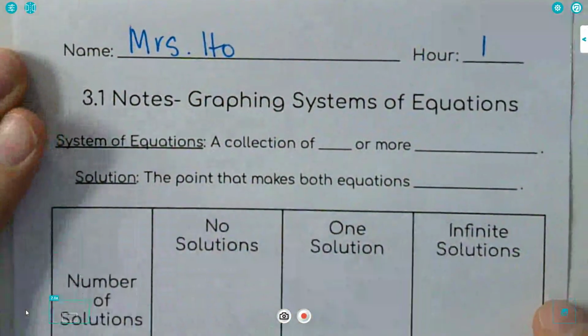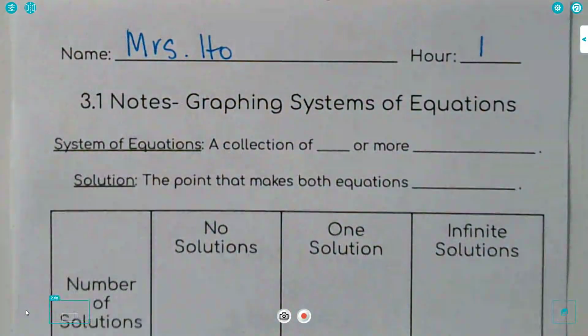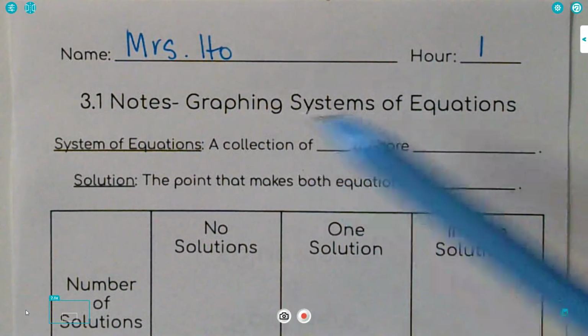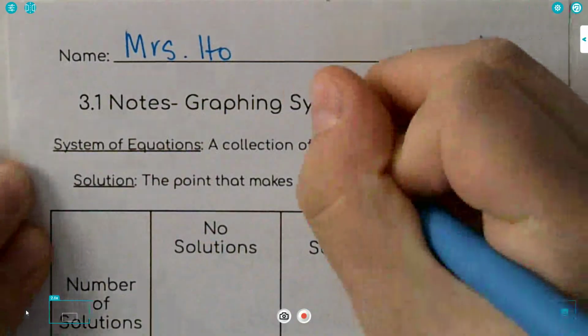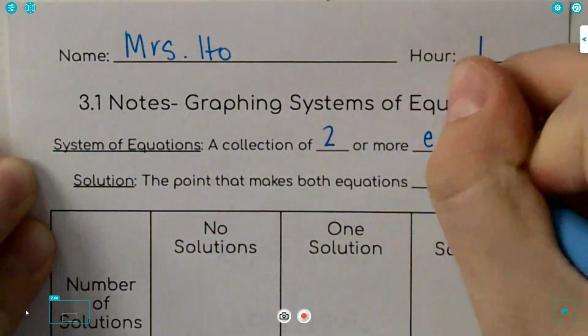We are starting Unit 3 today. Unit 3 is about systems of equations. Today we are graphing systems of equations. Before we graph it, we need to know what it is. A system of equations is a collection of two or more equations.